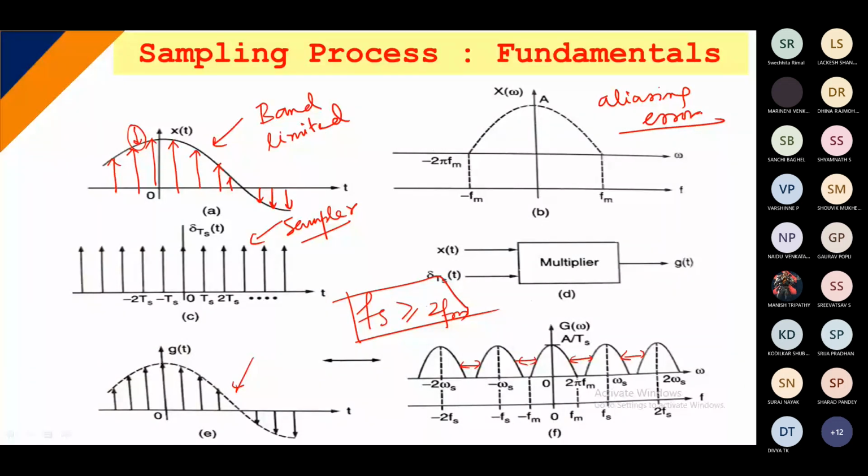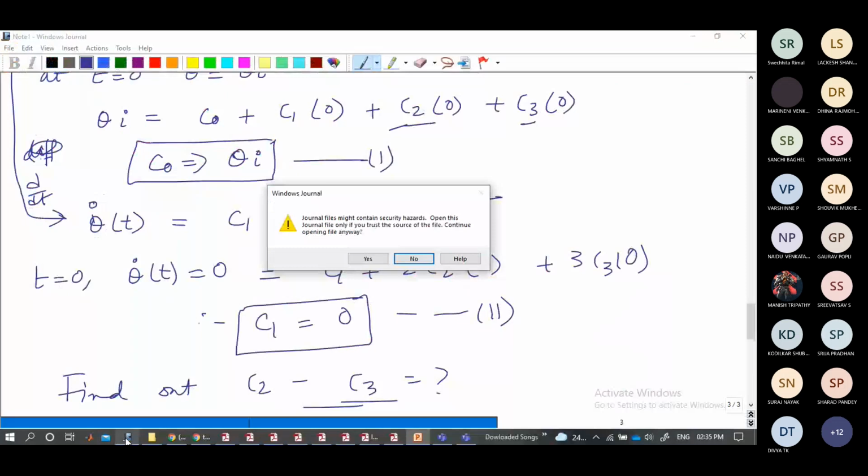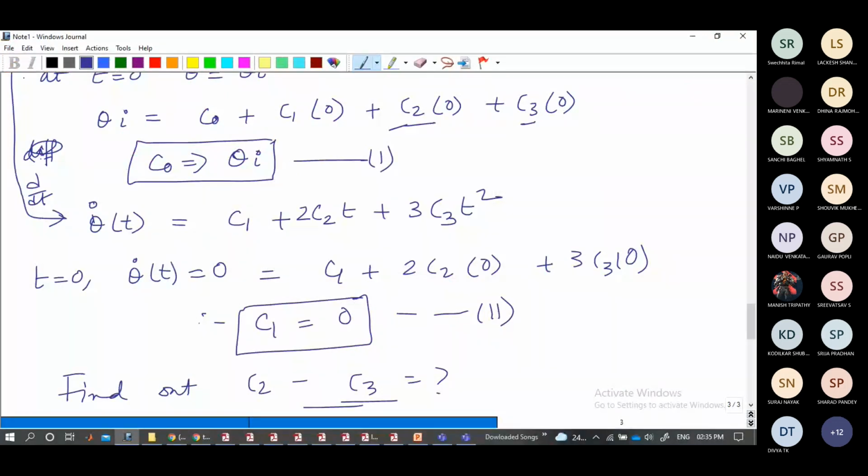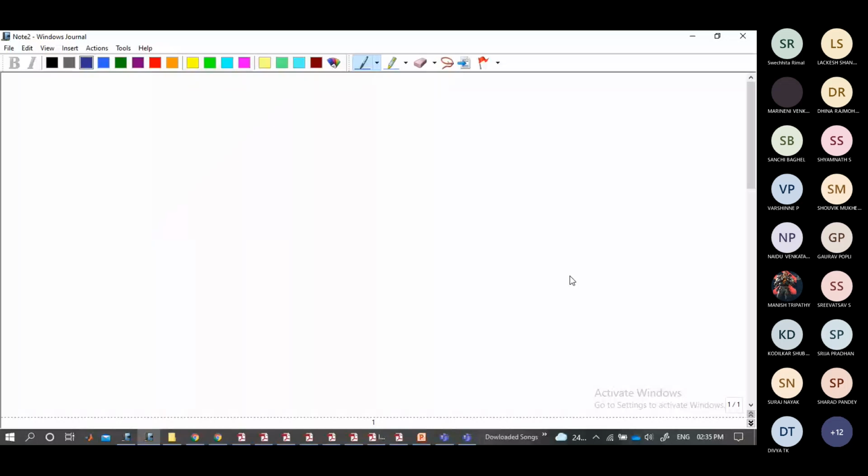So let me quickly go back to my notes. Yes. Let me show you one very small derivation so that you have an idea about it. Let us assume that x(t) is the band limited signal that we already discussed, and we have the sampler, the impulse train, given by sigma delta(t - nTs).